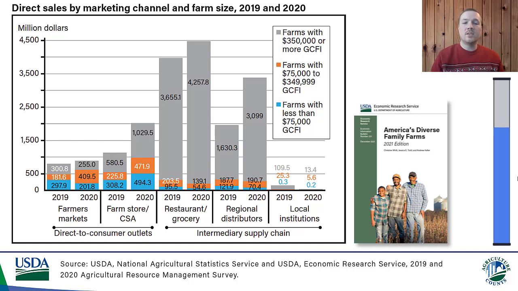Another thing to note from this chart is that small farms with direct sales, shown here in blue, more commonly use direct-to-consumer outlets like farmers markets and farm stores. Large farms with direct sales, shown here in gray, more commonly use intermediary supply chains like restaurants, grocery stores, and regional distributors. Each category showed a cumulative increase from 2019 to 2020.